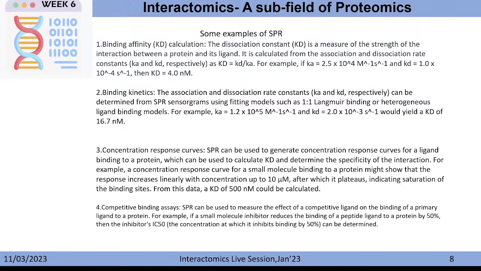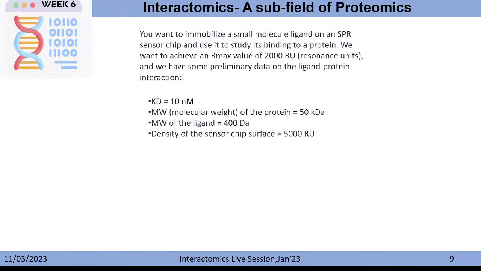Then the binding kinetics, as I was mentioning, association and dissociation, can be determined from SPR sensorgrams using fitting models such as Langmuir binding or heterogeneous ligand binding models. Concentration response curves: you calculate KD and derive specificity for the interaction. Competitive binding assays look at the effect of a competitive ligand on the binding of a primary ligand to a protein, so the concentration that reduces binding to a peptide by 50% can be determined.